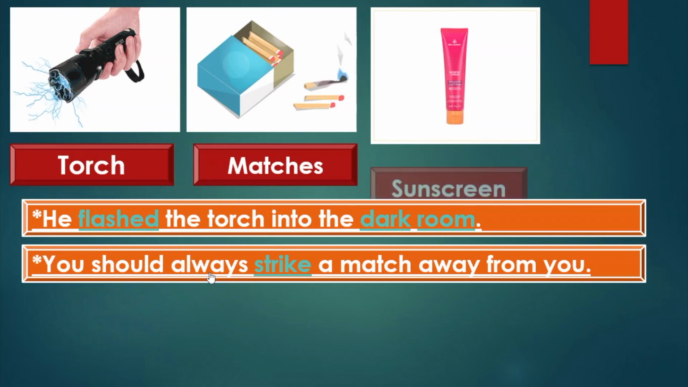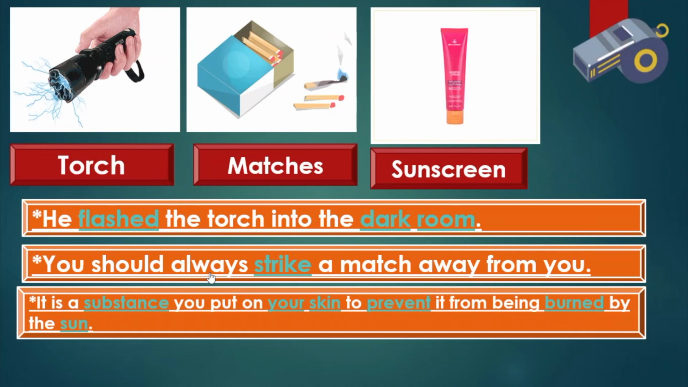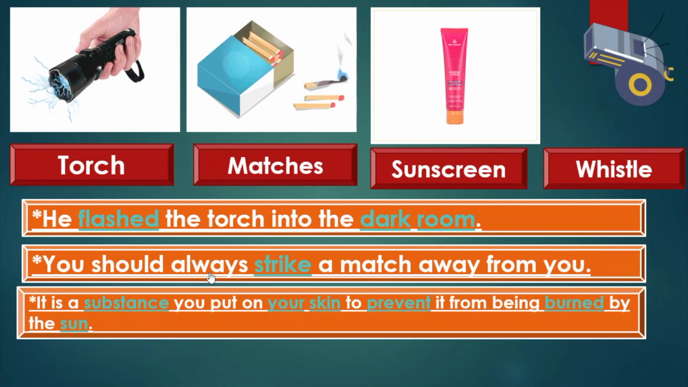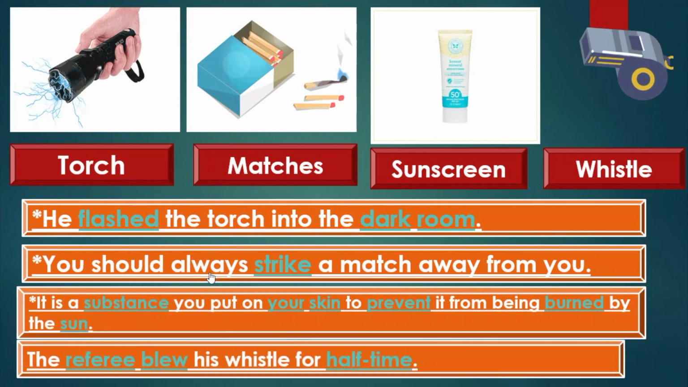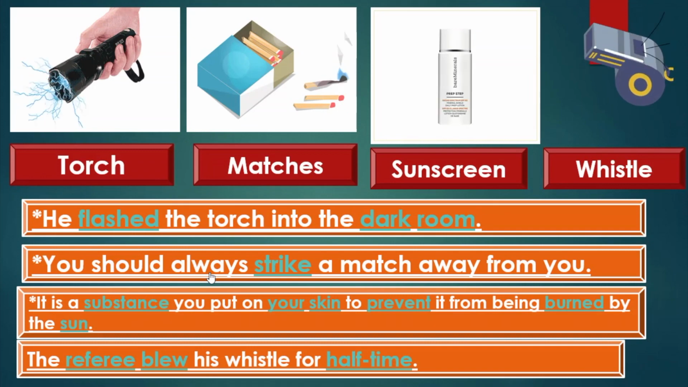Number 3, sunscreen. It is a substance you put on your skin to prevent it from being burned by the sun. Number 4, whistle. The referee blew his whistle for half time.